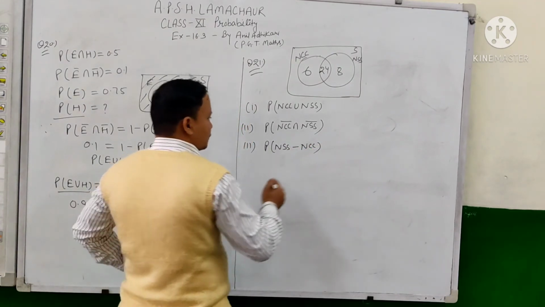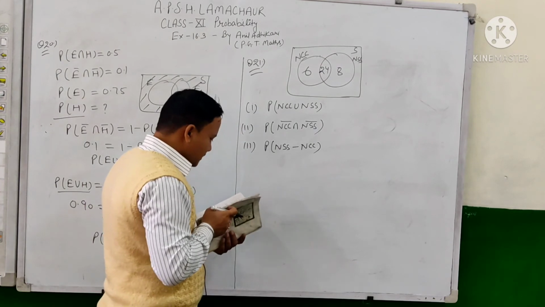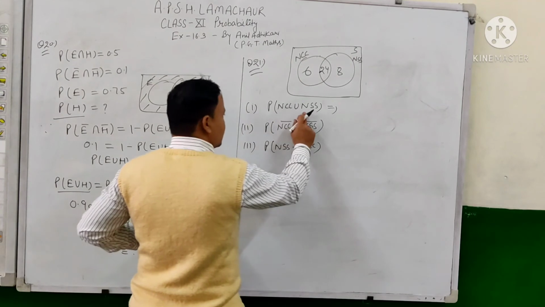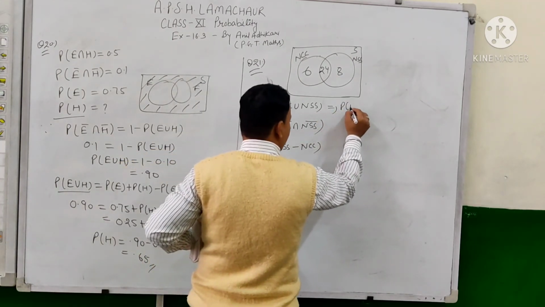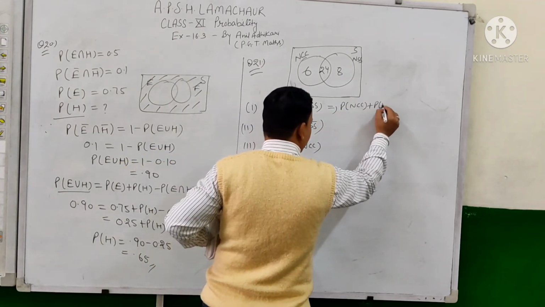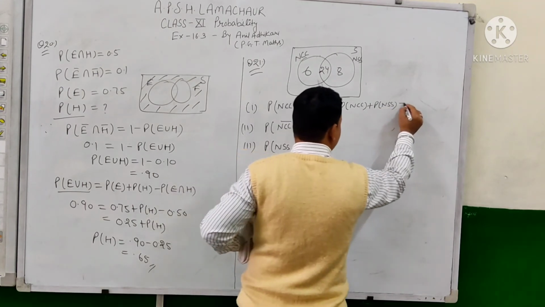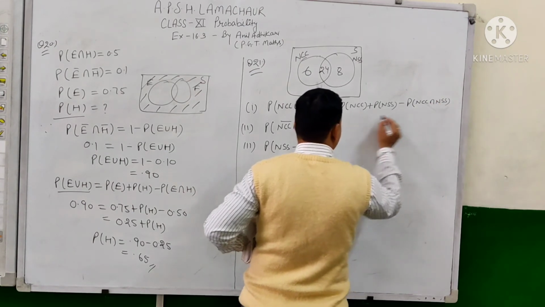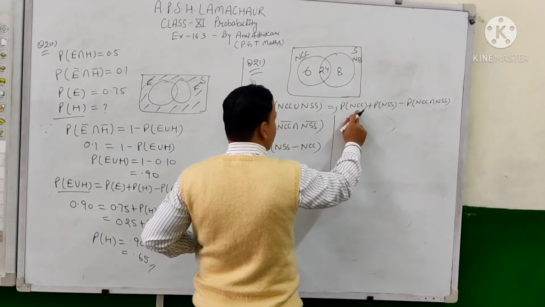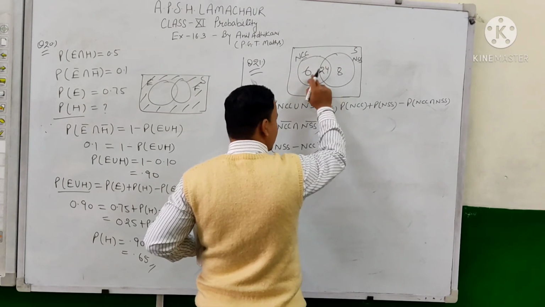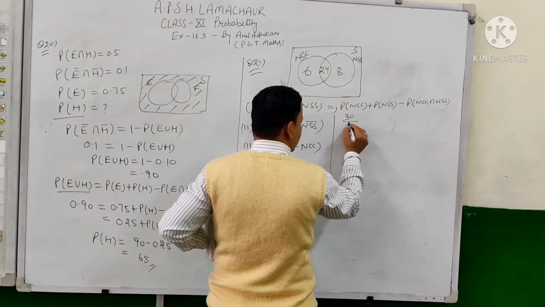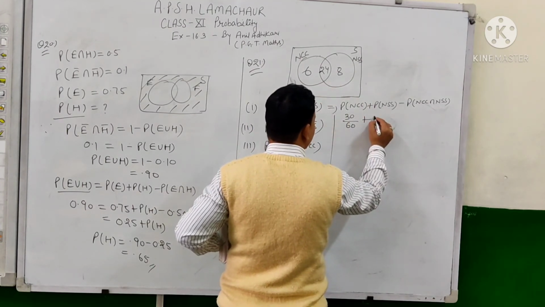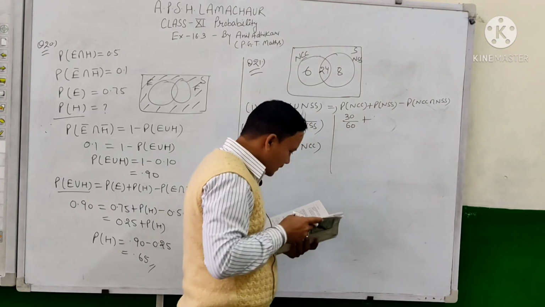ठीक है. तो बेटा टोटल स्टूडेंट्स कितने हैं यहाँ पे? 60 स्टूडेंट. ठीक है. So probability of NCC union NSS will be probability of NCC plus probability of NSS, okay, minus probability of NCC intersection NSS. ठीक है. तो probability of NCC में कितने हैं? 24 plus 6, 30 over total 60. NSS में कितने हैं? 24 plus 8, probability फाइंड करनी है.